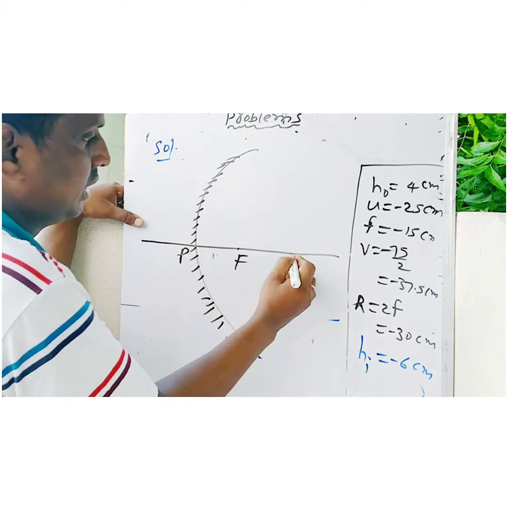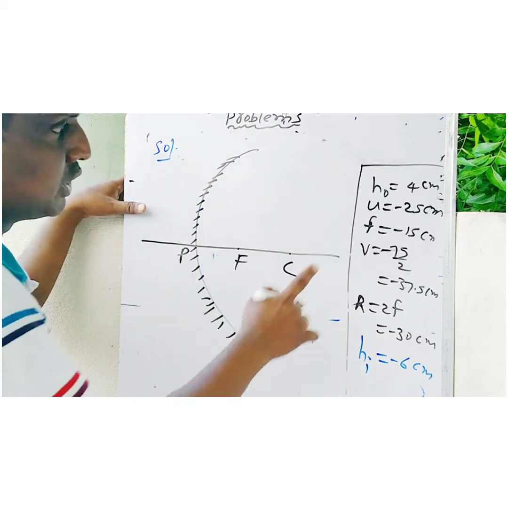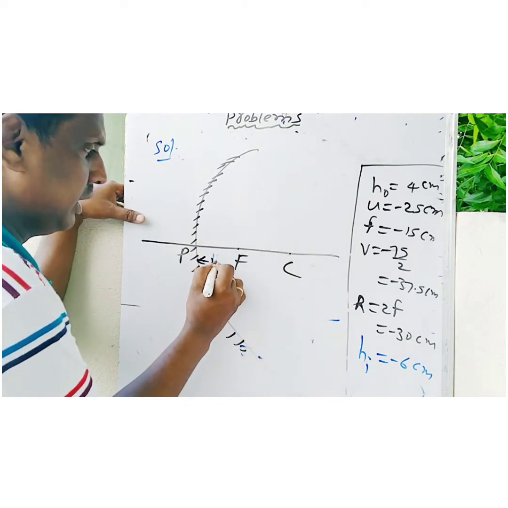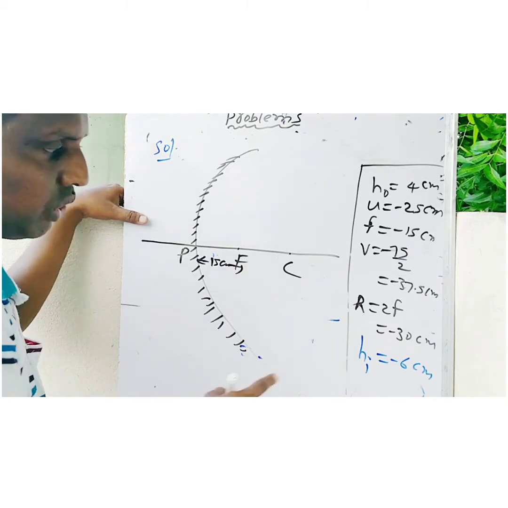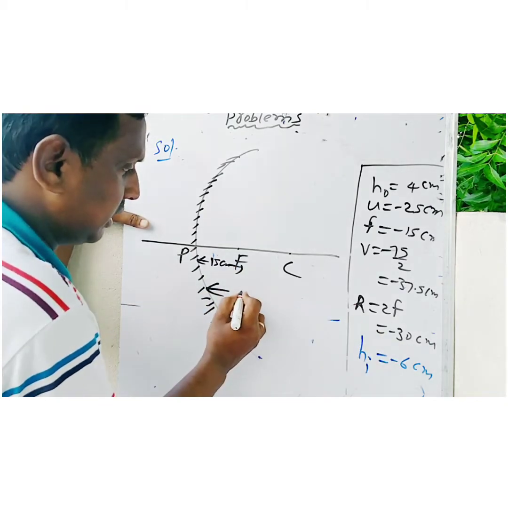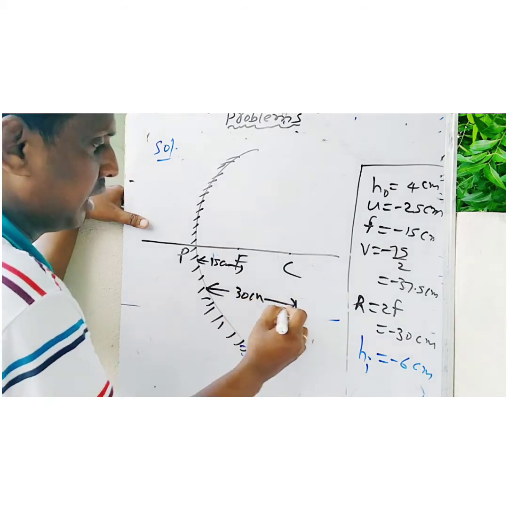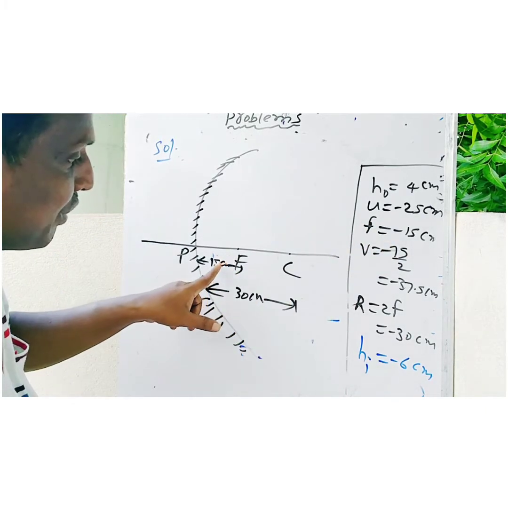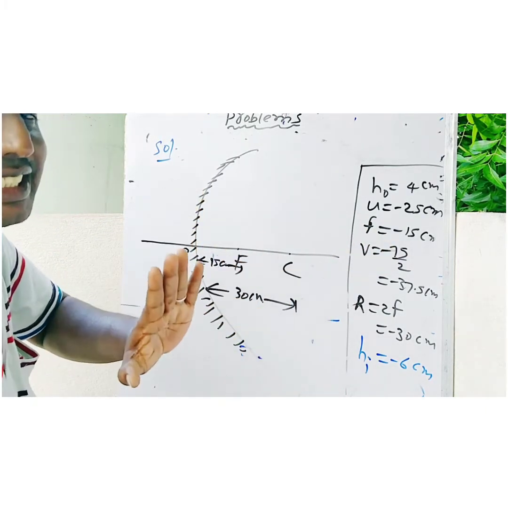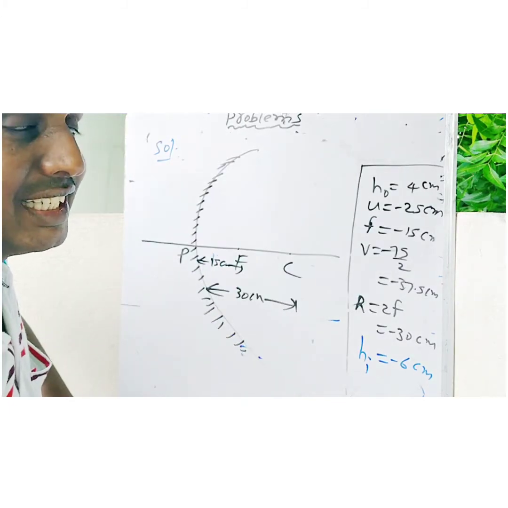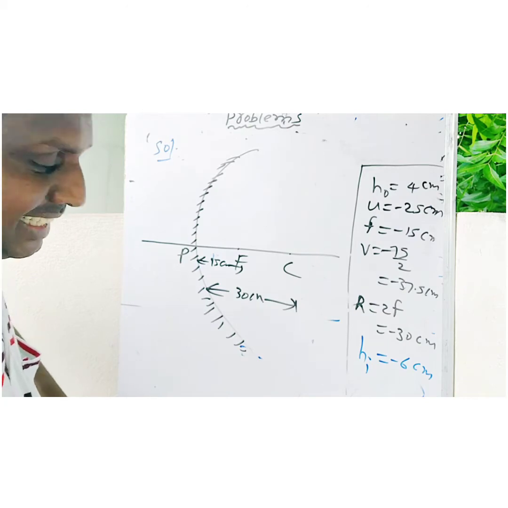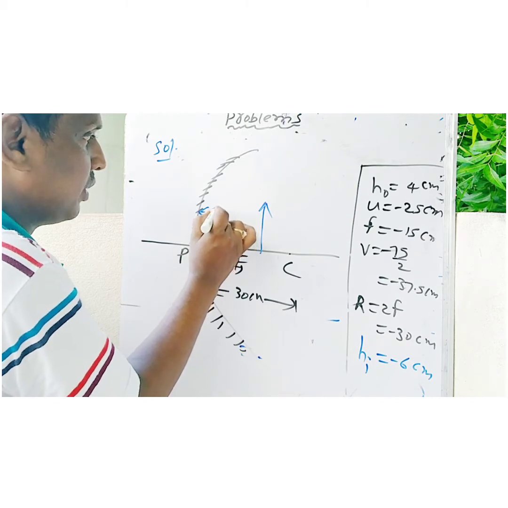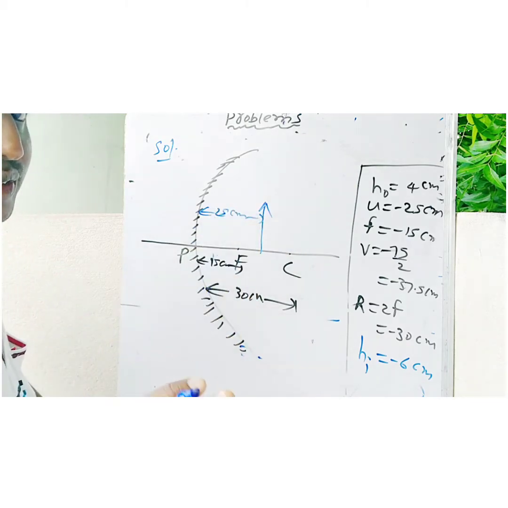Pole, focus, center of curvature. Clear? So F is how much here? 15. This is 15 centimeters. Because minus means sign, I am writing 15 only here. R equal to 2F. How much R equal to? That is 30 centimeters. Up to here. So where is the object here? 25. Nothing but between 15 and 30, exactly between F and C. Which case? Think. Case 3. Clear? So we have the object between F and C. This is 25 centimeters, just not exact measurements.